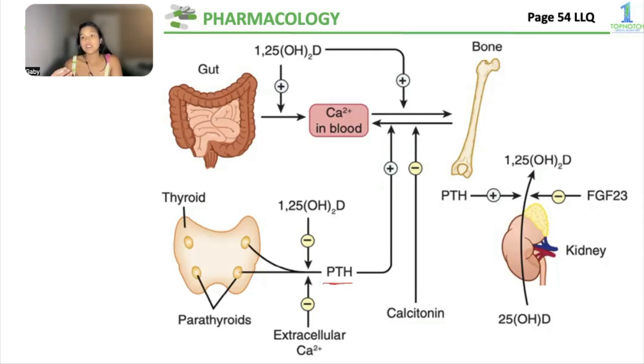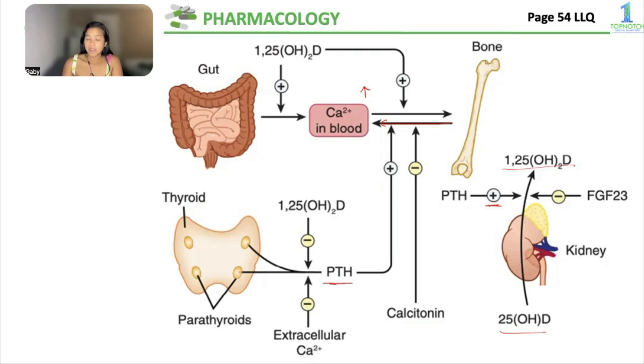So it promotes the release of both calcium and phosphorus from the bone to increase the levels of calcium in the blood. Another thing that parathyroid hormone does is it promotes the activation of your inactive vitamin D into active vitamin D via the action of your 1-alpha hydroxylase. So it converts 25-hydroxyvitamin D to 1,25-dihydroxyvitamin D, which is the active form.